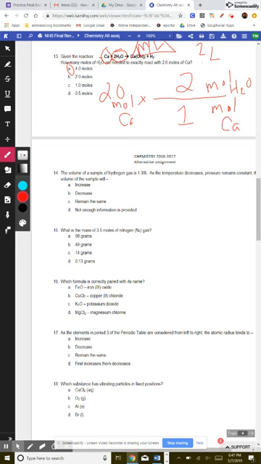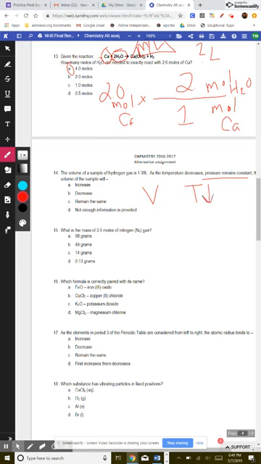Number 14, the volume of a sample of gas is 1 liter. As the temperature decreases, pressure remains constant. The volume of the sample will A, increase, B, decrease, C, remain the same, or D, not enough information is provided. We have to remember our gas law relationships. So this one, it's saying pressure remains constant. So we have a volume of a sample being 1 liter, and the temperature is decreasing.